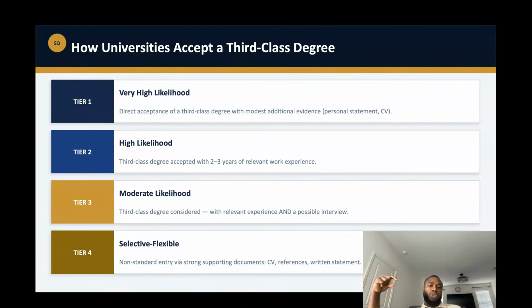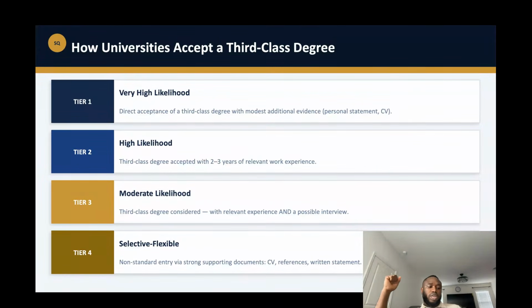Then you come to tier 2. The tier 2 schools would accept anybody who has a third class degree plus an additional 2 to 3 years of work experience. So the chances of getting admitted are, let's say, 4 or 5.